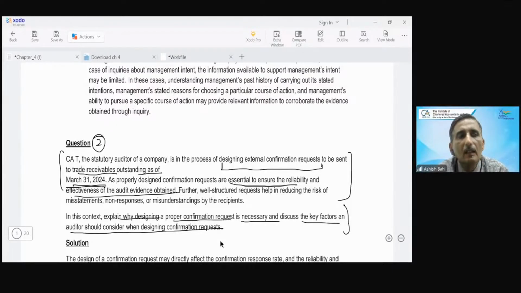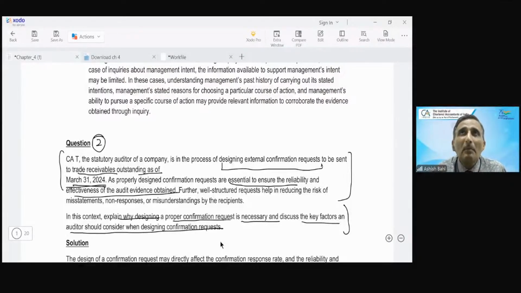Yes, anyone? Yes, Harshit. Why designing a proper confirmation request? So what does design mean? You are designing a letter. Yes, Harshit, you are writing it increases interest of responding parties.